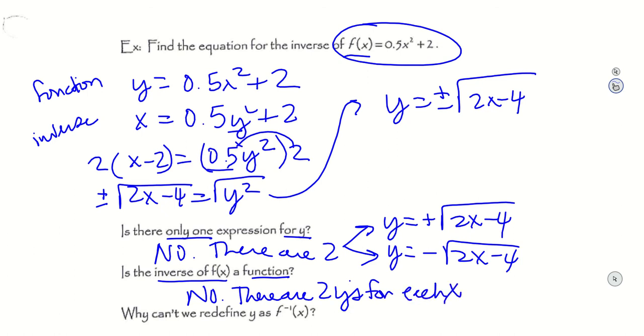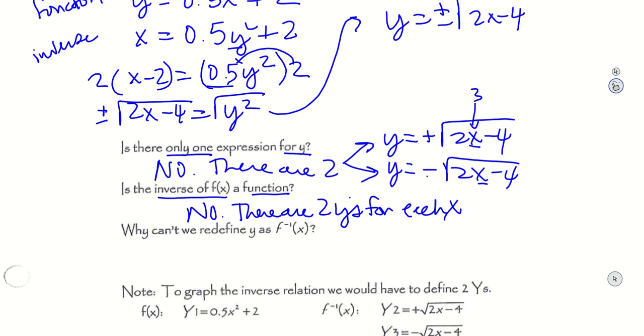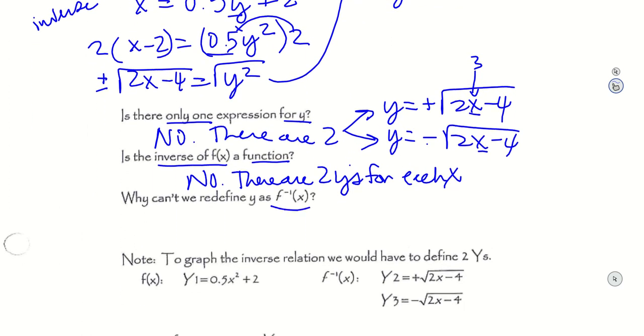If I were to put in 3 for x, right? If I were to make that a 3, I would get 2 times 3 is 6 minus 4 is 2. This would give me a positive square root of 2. If I were to put in 3 for this x, I get 2 times 3 is 6 minus 4 is 2, but y would give me the negative square root of 2. So, why can't we redefine y using this notation? Because y is not a function.